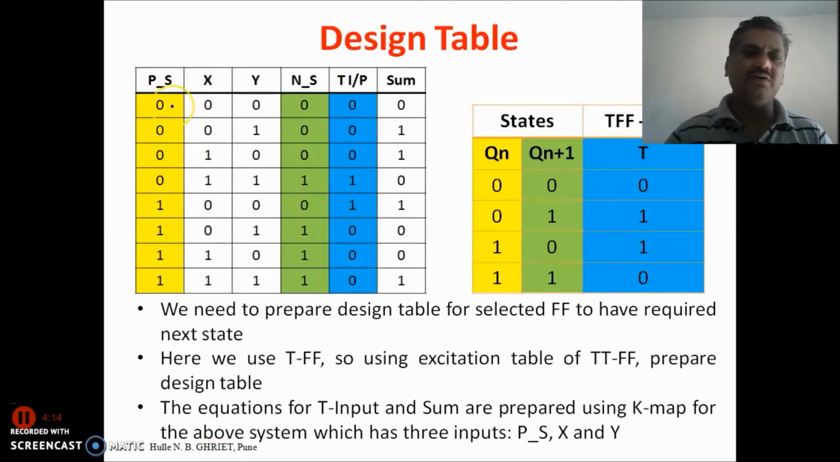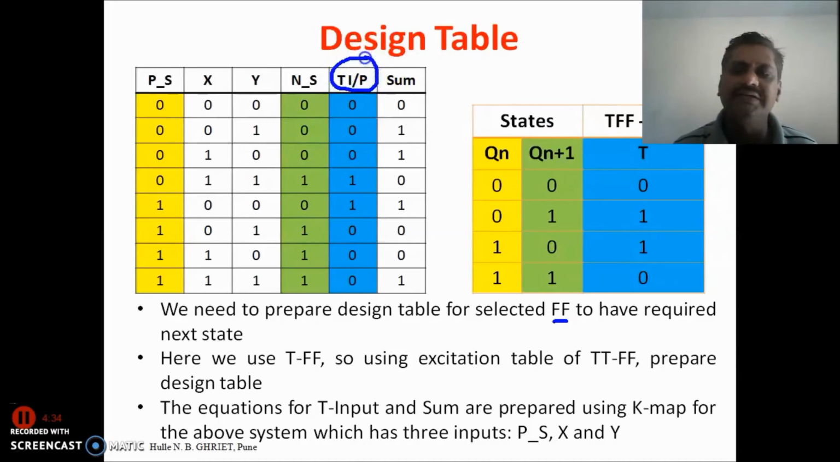Now here we have the state assigned table. Here this is state A and this is state B, and accordingly this is state A, this is state B, this is state A, and finally this is state B. Now look at the things. We need to prepare a design table for the selected flip-flop. I have selected here the T flip-flop and I am preparing the inputs as per my selected flip-flop, that is nothing but the T flip-flop.